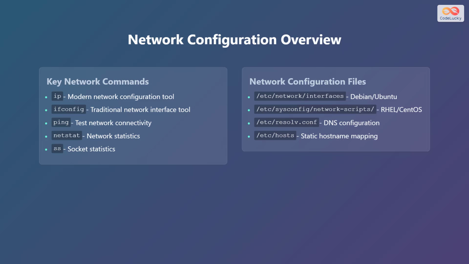On the right, we have important network configuration files. /etc/network/interfaces is commonly used in Debian and Ubuntu systems. /etc/sysconfig/network-scripts/ is used in Red Hat Enterprise Linux and CentOS. /etc/resolv.conf is for domain name system, or DNS, configuration, and /etc/hosts allows you to create static hostname mappings.